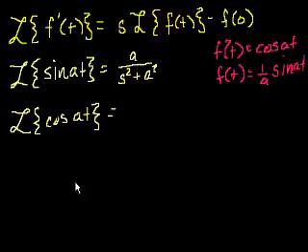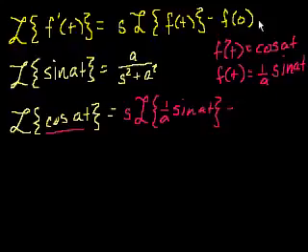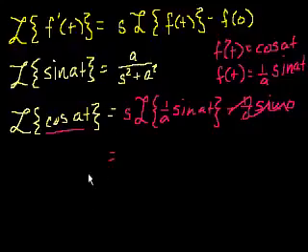So if this is f prime of t, then the Laplace transform is equal to s times the Laplace transform of its antiderivative, 1 over a sine of at, minus the antiderivative evaluated at 0, minus 1 over a sine of a times 0. Well, sine of 0 is 0, so this whole term goes away. So this is equal to, well, this 1 over a is a constant, and we showed that the Laplace transform is a linear operator, so we can take it out.